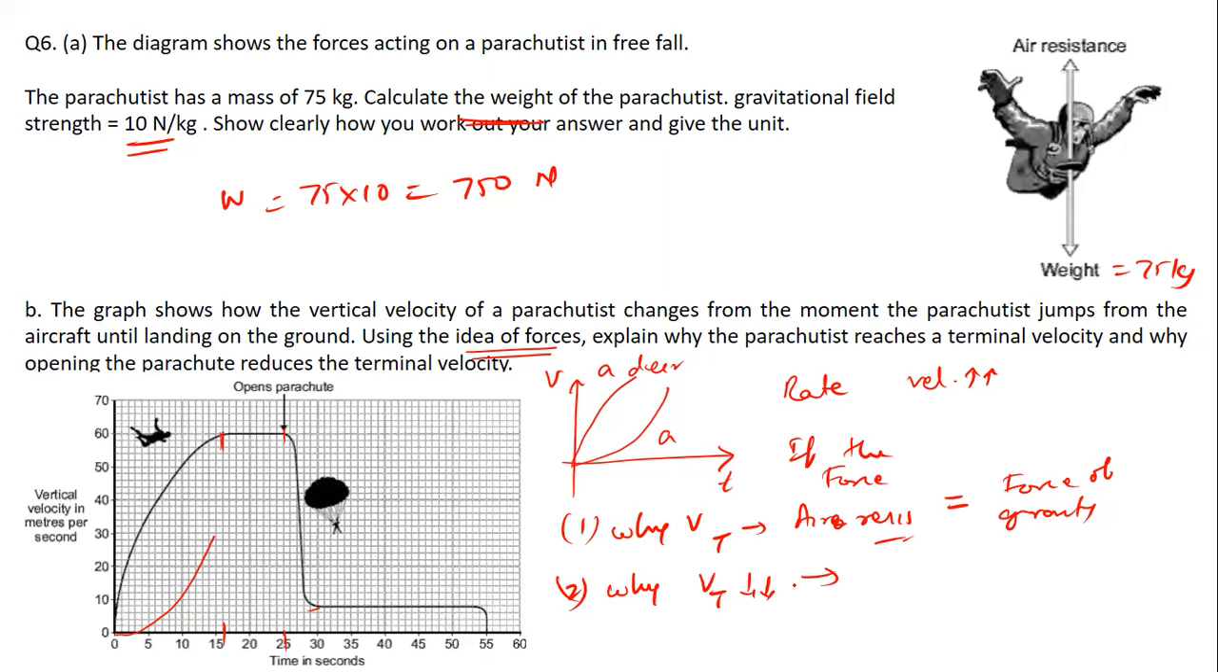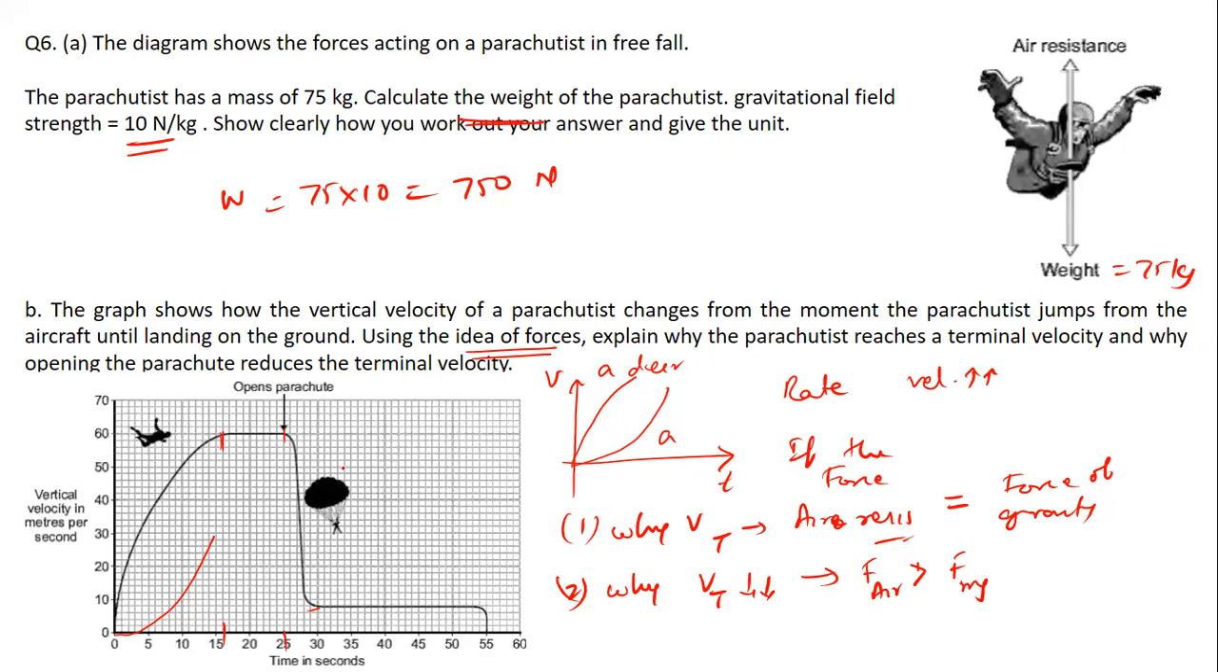The air resistance will increase. Yes, air resistance will increase. Can we say this is greater than mg? If it is greater than mg, then it should go upwards, right? That's what should happen, right? But it doesn't go upwards. So how do we reason that?